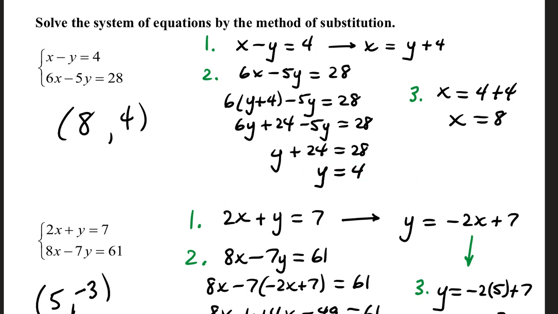Then for the last part, you go back to step 1 and you replace in the number that you just solved. y equals 4, so 4 plus 4 gives us x equals 8. Carefully pair your x and y. (8, 4) would be the point of intersection if you were to graph these two equations.